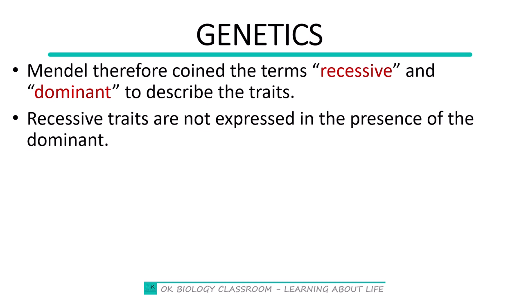He said that recessive traits are not expressed in the presence of the dominant. And of course, that was from his observations in the experiment. He realized that the white flower was not observed in the F1. So that means the purple hid it. And so that would make the white recessive, but the purple being dominant.